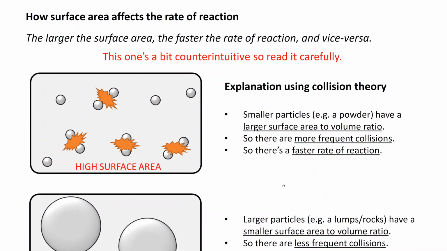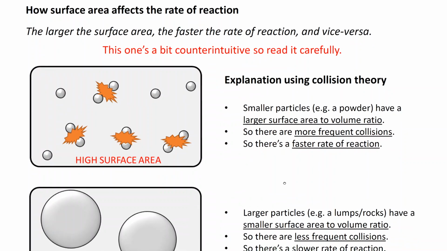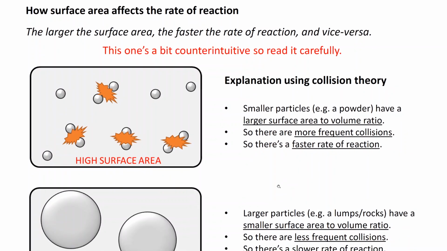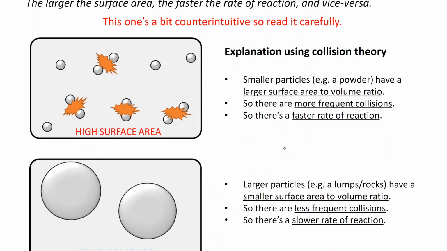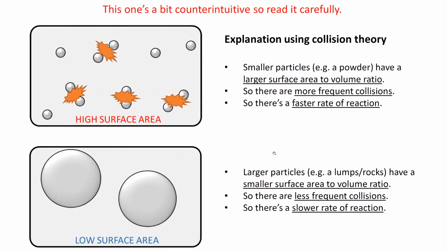Let's now have a look at how surface area affects the rate of reaction, and this one's a little bit counterintuitive. In general, the higher the surface area, the faster the rate of reaction. But it's important to note that smaller particles have a larger surface area to volume ratio. So smaller particles, powders of substances, have a higher surface area. And that's because less of their matter is on the inside and more of it is actually on the outside as a proportion of its mass.